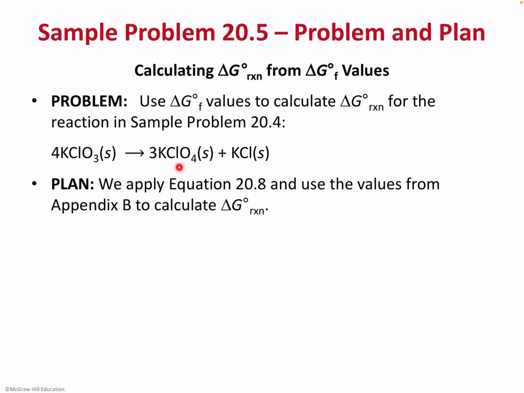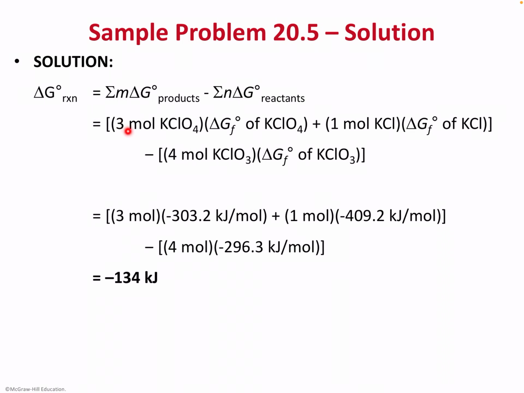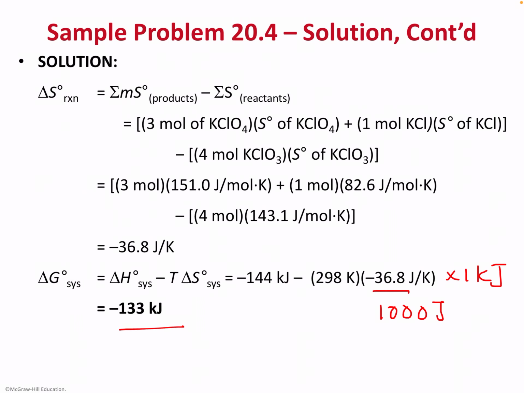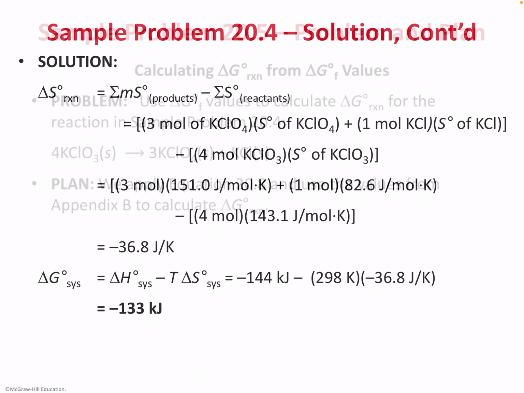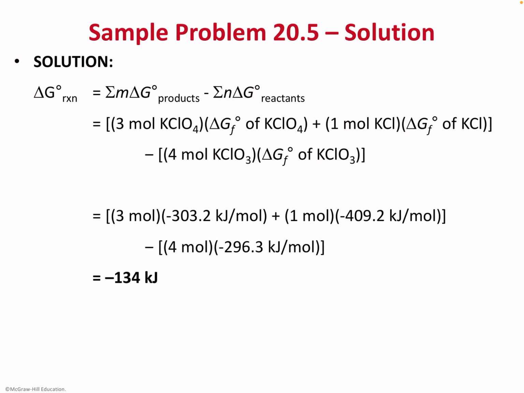For that, again we need to know the delta G values for the products minus the reactants. 3 moles KClO4 times the delta G value for KClO4, which is this value, and then 1 times KCl, negative 409.2, and then 4 moles times KClO3, negative 296.3. When you do that, it's negative 134, and with the other method, negative 133. So they are almost identical. Both ways you can do it.